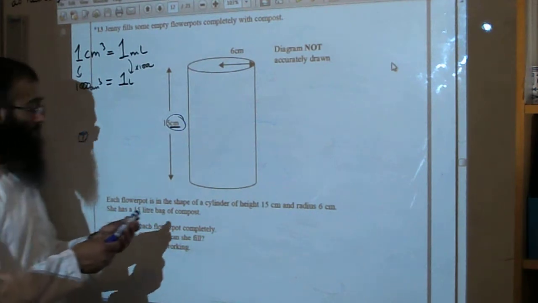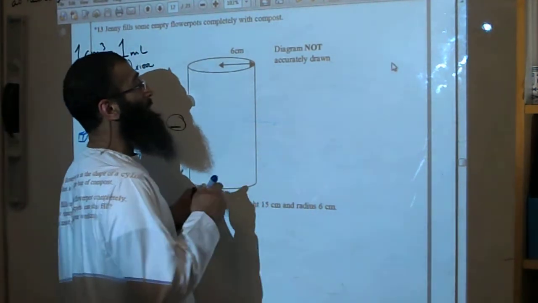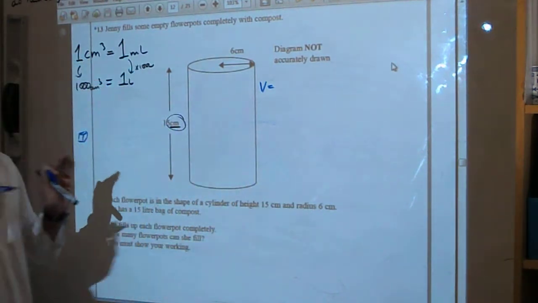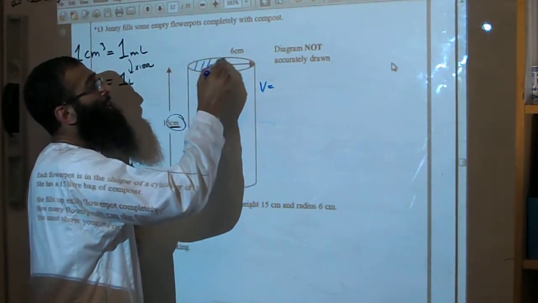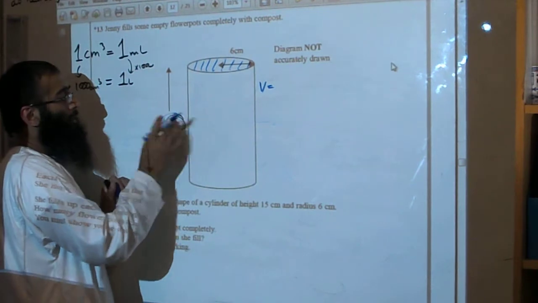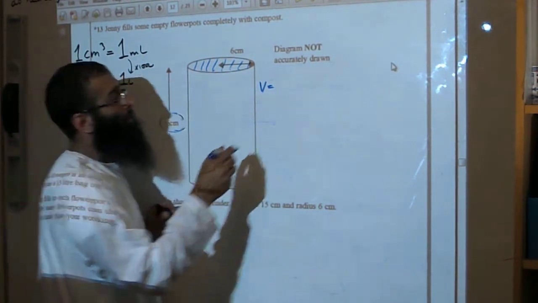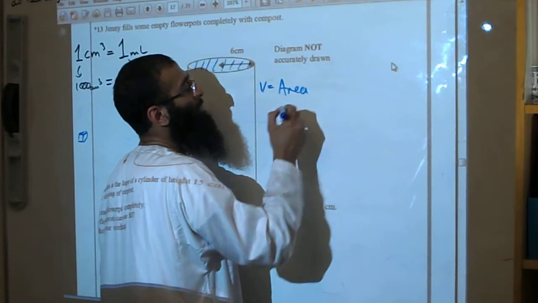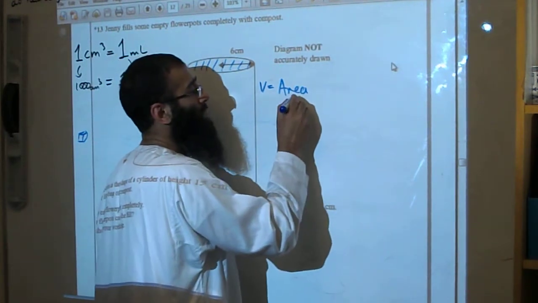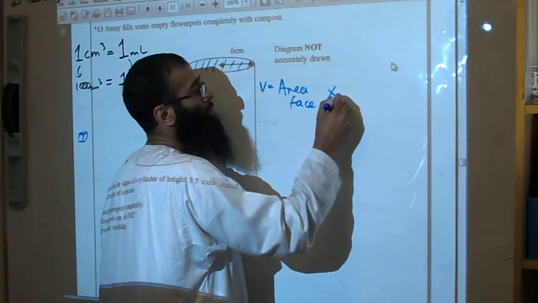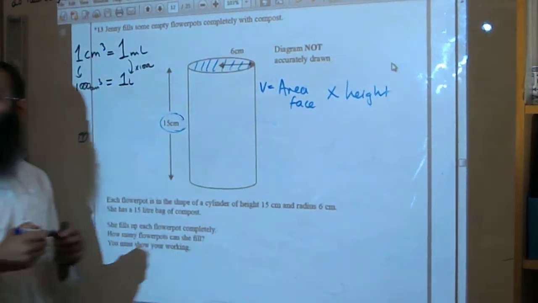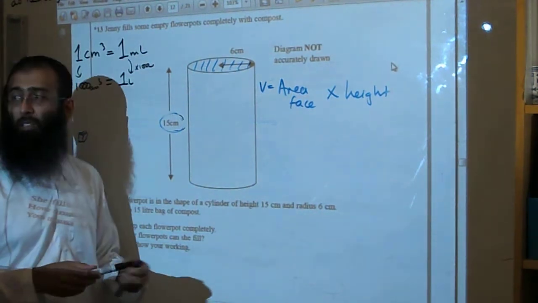Okay, how do you work out the volume of this? Put out the formula for me. The volume of this cylinder is equal to the area of the face times the height. So volume is equal to area, and we say face or cross section, whichever one you like to use, multiplied in this case by the height. That is the general formula for the volume. Now let's make it specific.